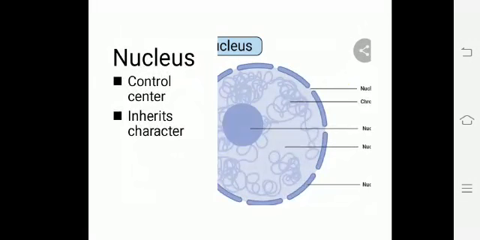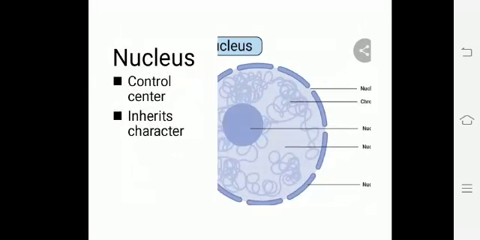So my dear students, overall we can say the nucleus has the nuclear membrane as the outermost layer, and inside is the nucleoplasm. In the nucleoplasm are the nucleolus and chromatin. This is the structure of the nucleus. Then what is the work of the nucleus? First of all, it is the control center. It controls all the activities of the cell.